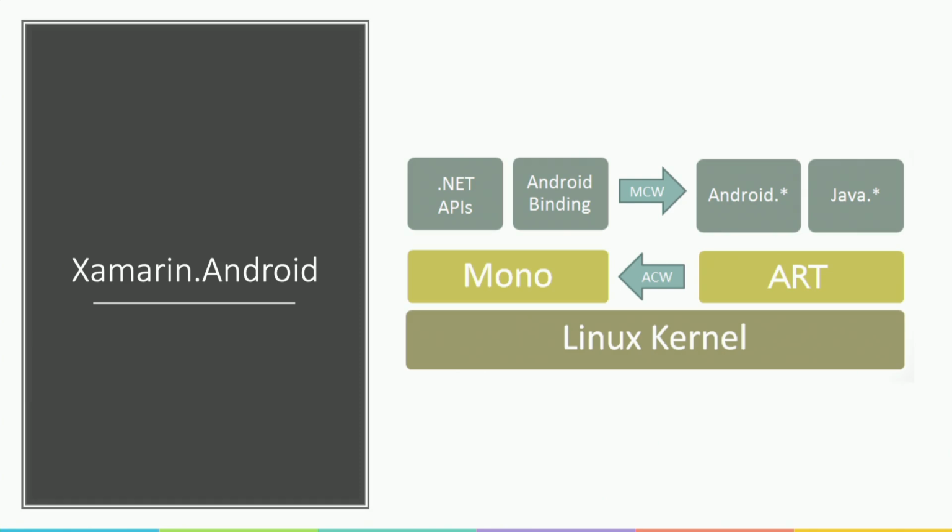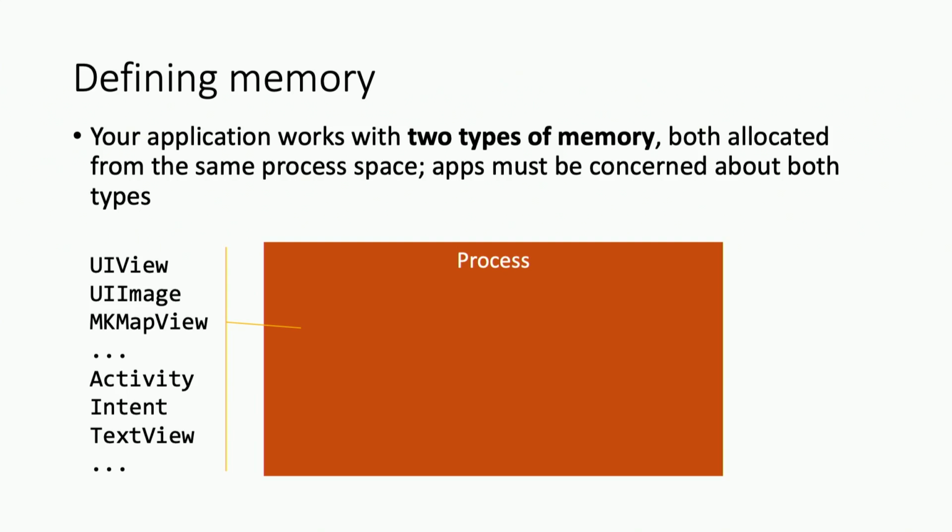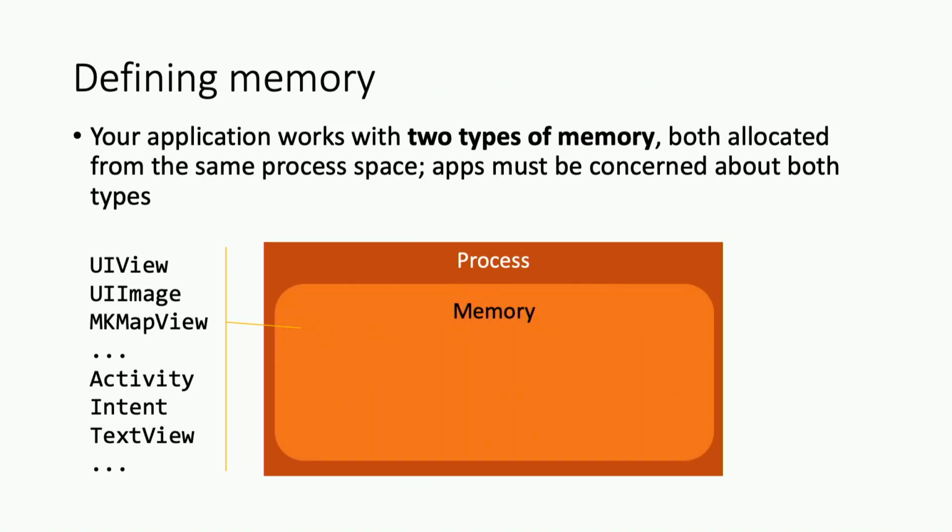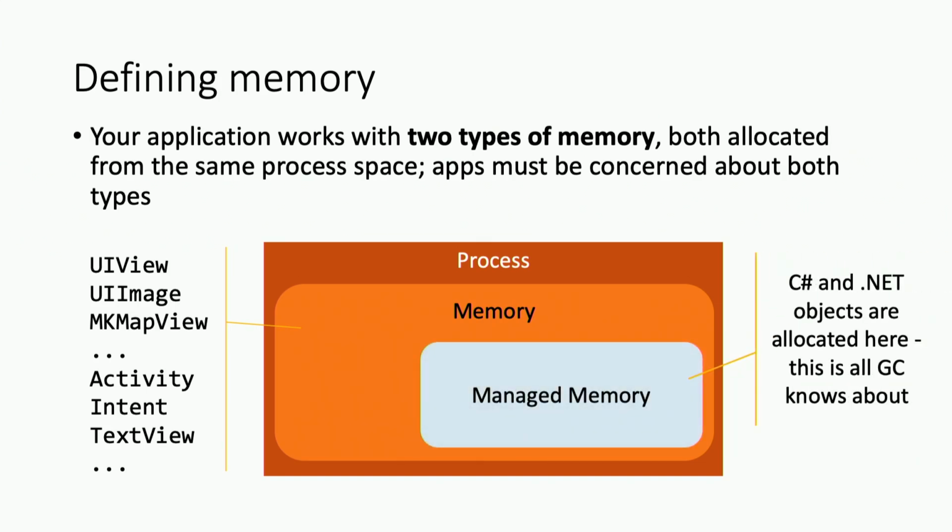Okay? So what does it mean? It means that you have also the .NET runtime, but a lot of the memory is in the native one, because it's a native application. So what does it mean from the memory point of view? You have the process, and then inside the process, you have the native objects. For example, these are iOS: UIView, UIImage, MapView, and these are Android. So these are native objects managed by the native runtime. And then you have the managed memory, the memory that is managed by the C# runtime, the .NET runtime.